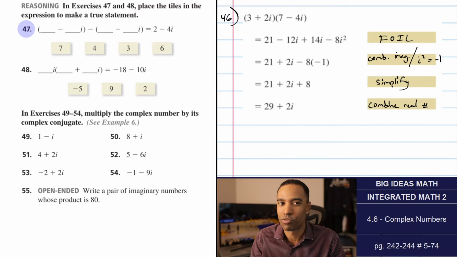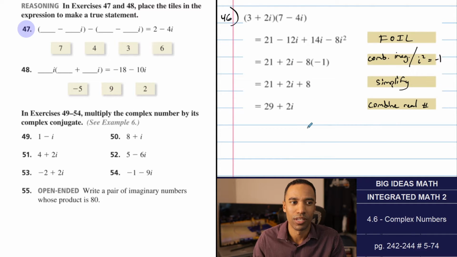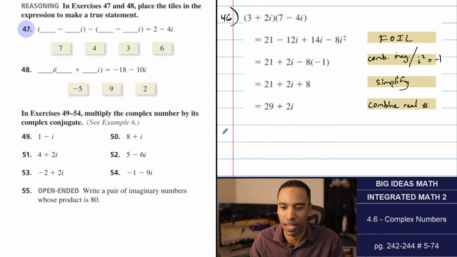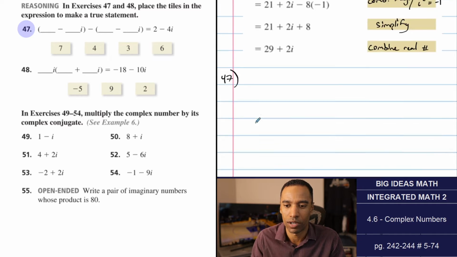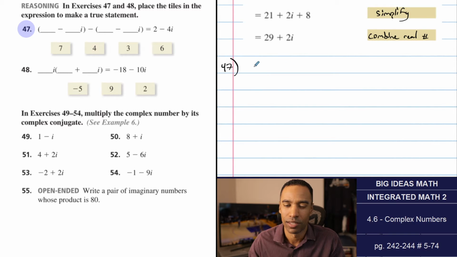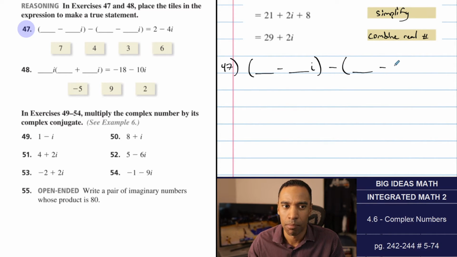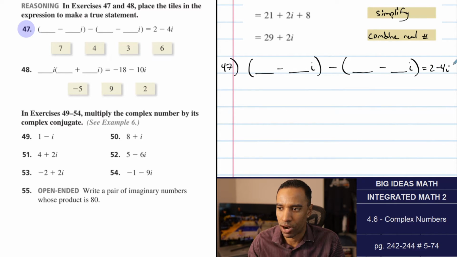All right, in exercises 47 and 48, place the tiles in the expression to make a true statement. Okay, interesting. So it's kind of like a shuffle things around until they work. So we have to figure out how to make something minus something i minus, oh, this is interesting, minus something i to equal 2 minus 4i.